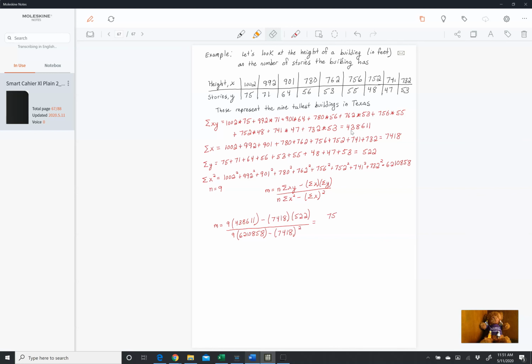The top gives us 75,303. And the bottom, when you calculate it, it gives you 870,998. And this gives you a slope of 0.086. So notice positive slope means positive correlation. Your correlation coefficient will be positive.